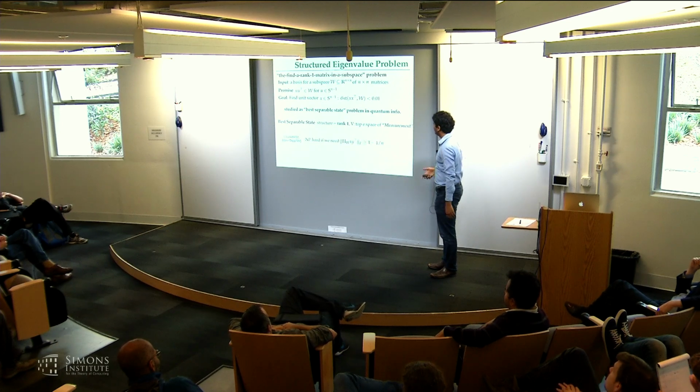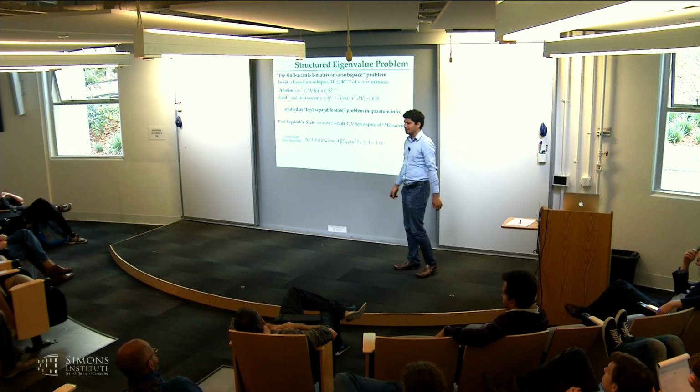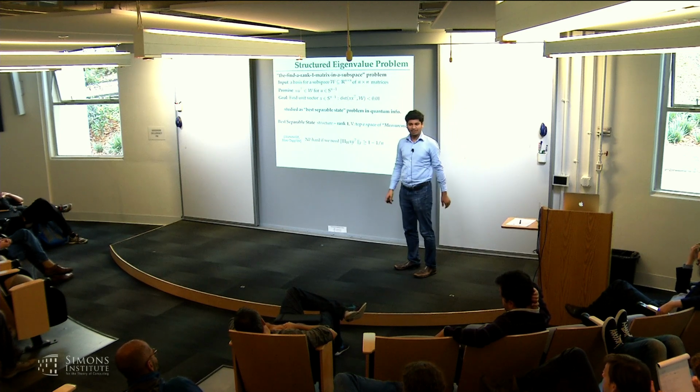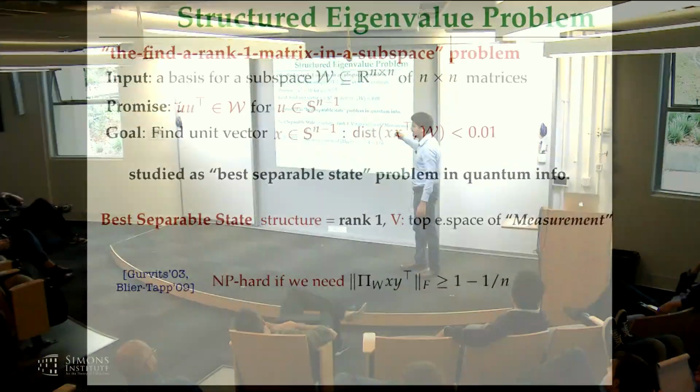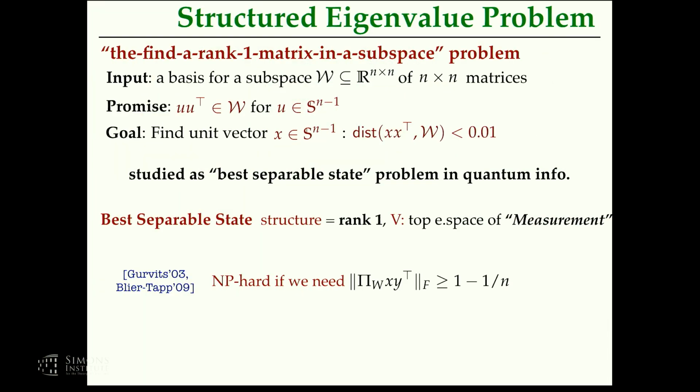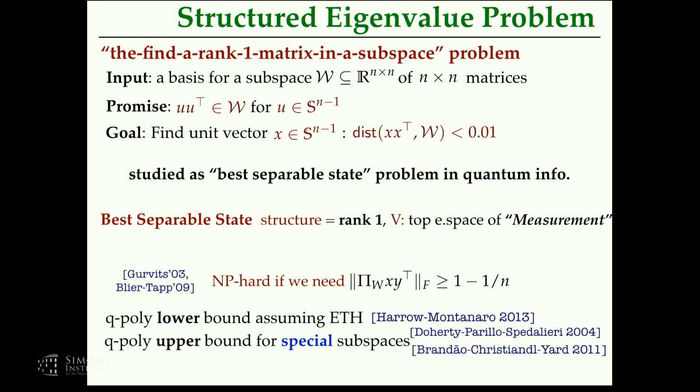Okay. Good. So what do we know about this problem? Quantum folks have figured out lots of cool stuff about this question. In particular, we know that if you make this epsilon very, very tiny, like something that goes to 0 with the dimension, then it's going to be NP-hard. In fact, even if I make this a fixed constant like 0.01 that we care about today, it turns out that there is a quasi-polynomial lower bound if you assume that 3-SAT cannot be solved in 2 to the little o of n time.